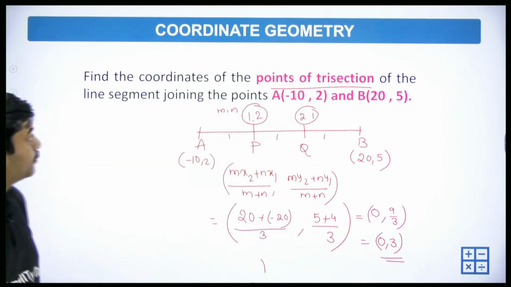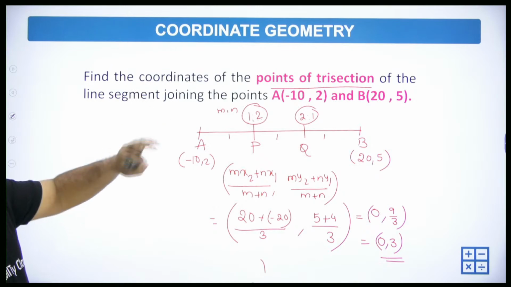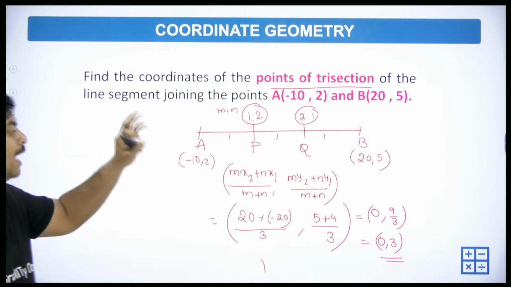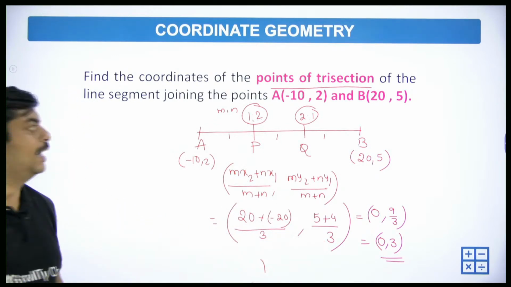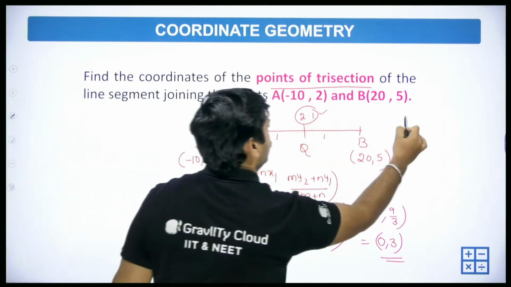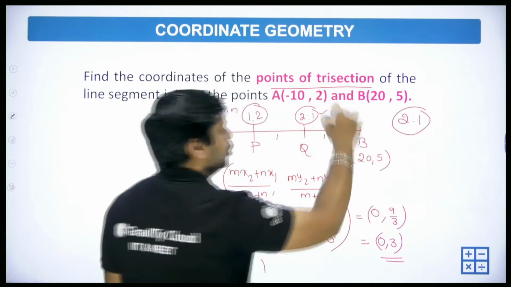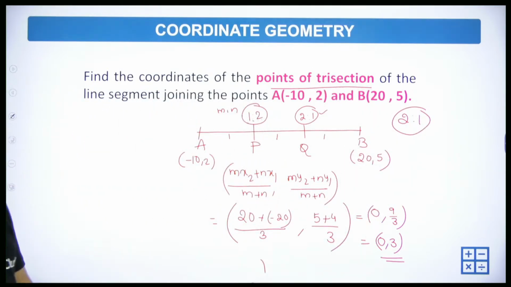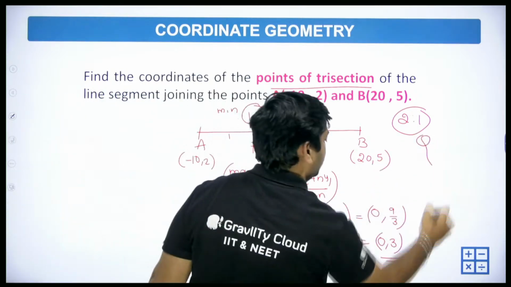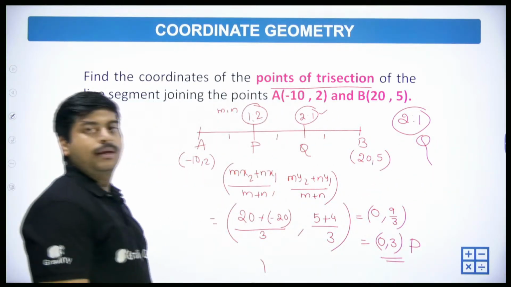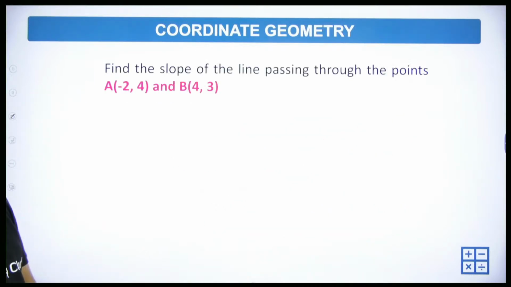That is the answer. Find the coordinates of the point of trisection of the line segment joining A and B. So one point is 0, 3. The other point you need to find, which divides it in the ratio 2:1. Right? So let's try to move forward to the next question. You need to still find the point Q. We got the point P. Okay. So the next question.